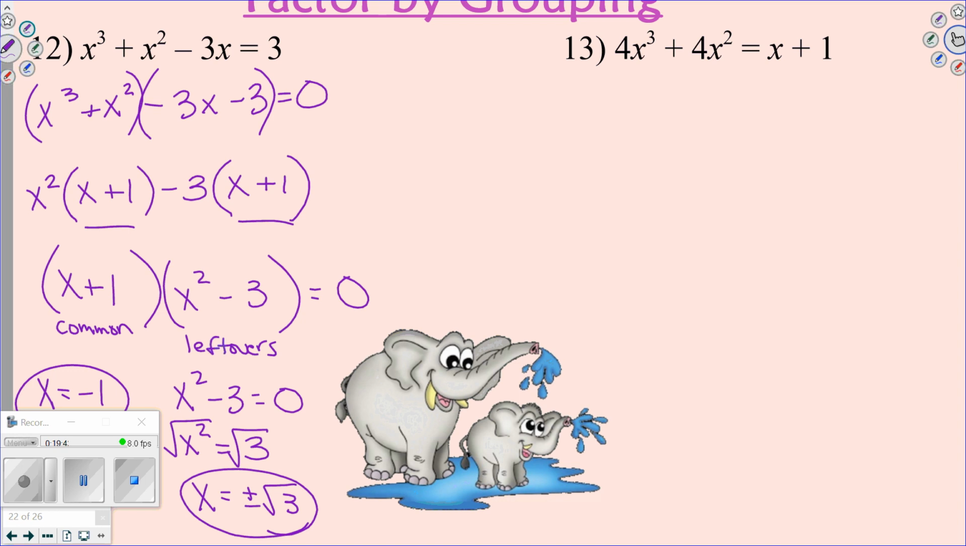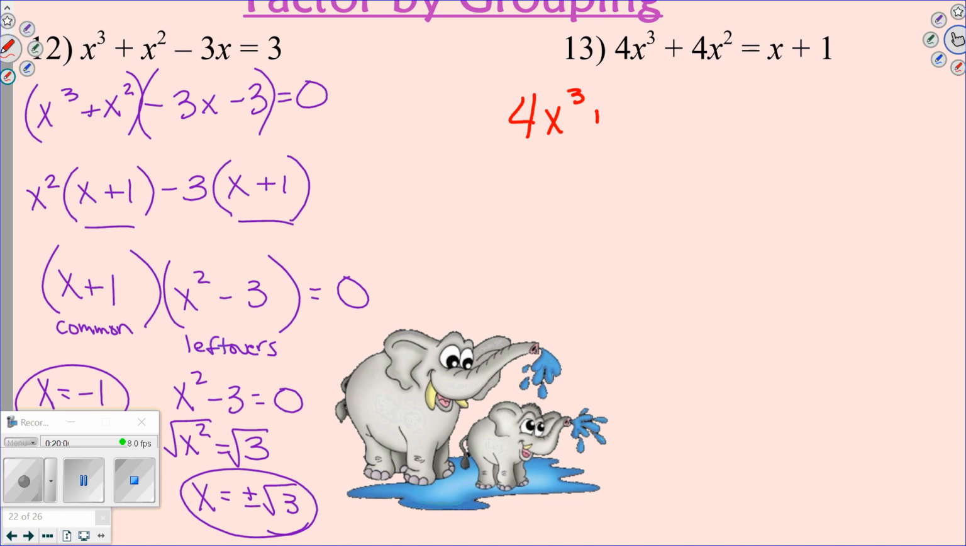All right, how about 13? Set it equal to 0. Yeah. Question? This is 2 answers, a positive radical 3 and a negative radical 3. All right, yeah, 13, let's set it equal to 0 first.